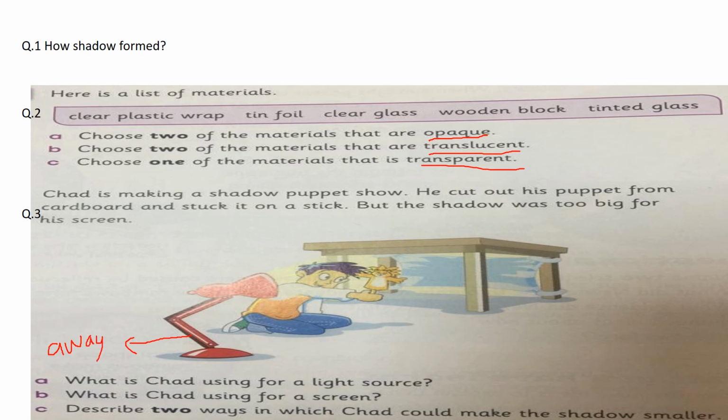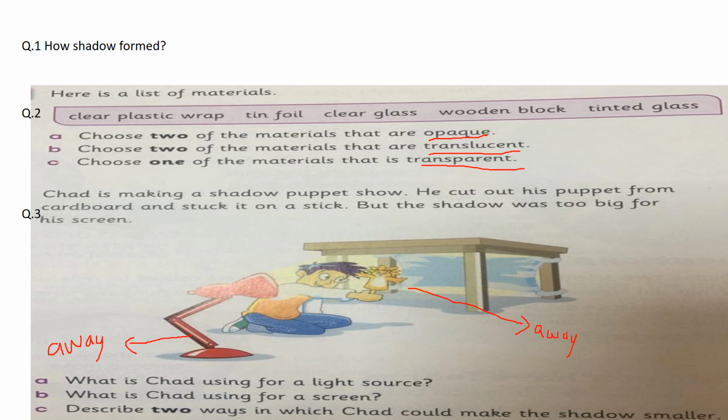Right? Number two, what is Chad using for a screen? He needs to move the screen away too, because if the screen is near, the shadow is bigger. Describe two ways in which Chad could make the shadows smaller.